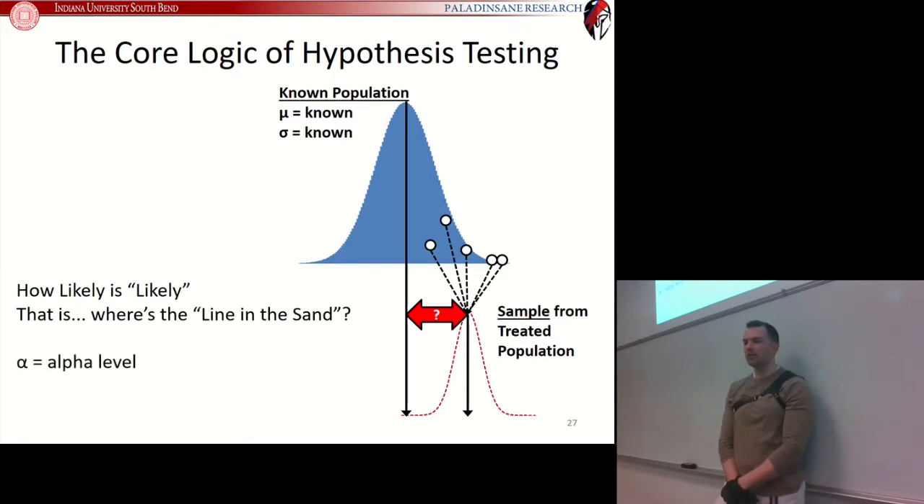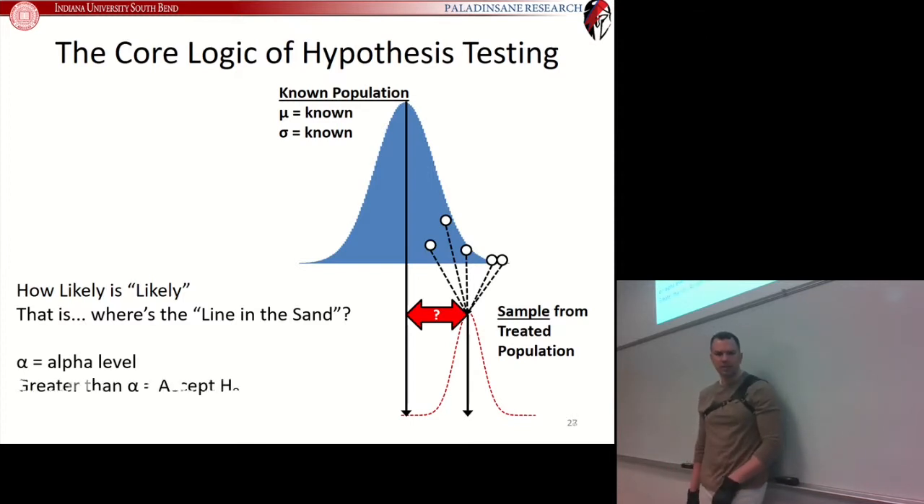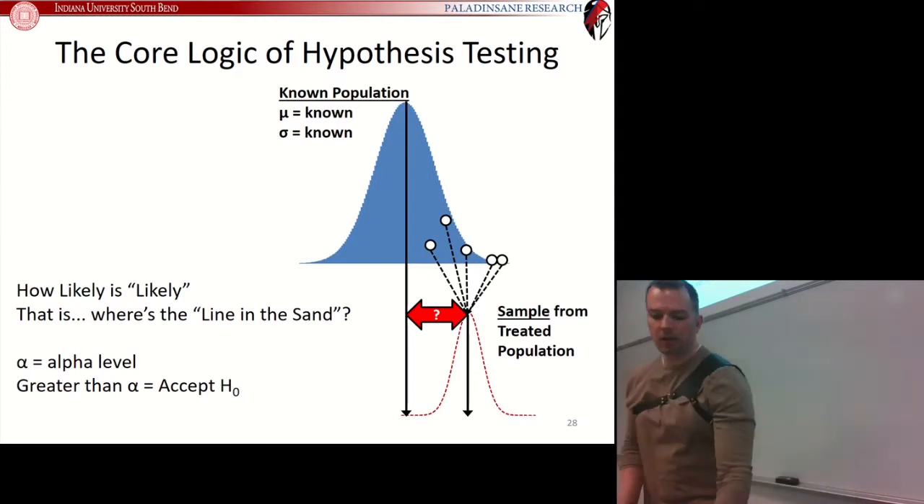And your alpha level will be given to you until you get more letters behind your name and you can decide your own alpha levels. But for the most part, alpha levels are given to you, and there's a couple of standard ones that we use in psychology. But if the probability of your sample coming from that known population is greater than alpha, then we accept the null hypothesis.